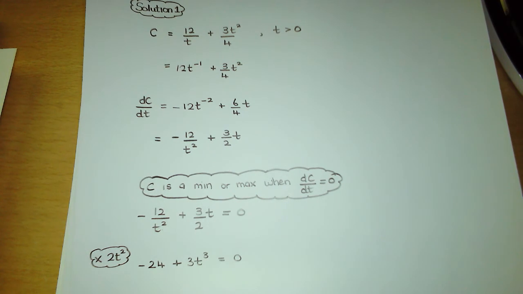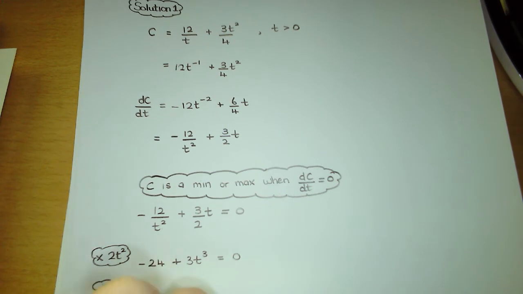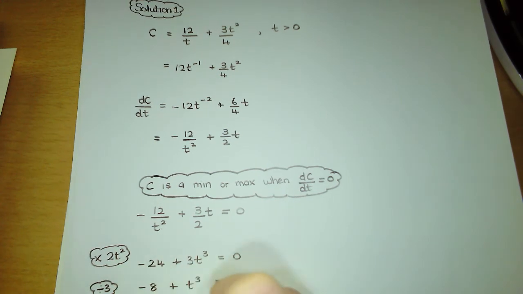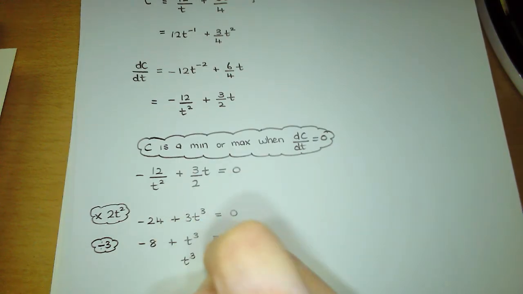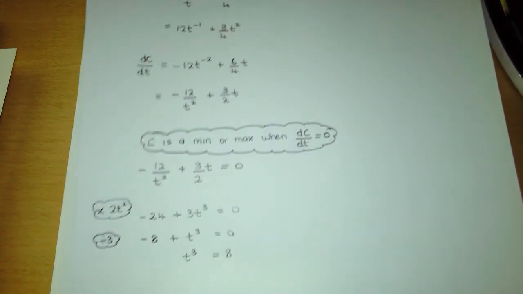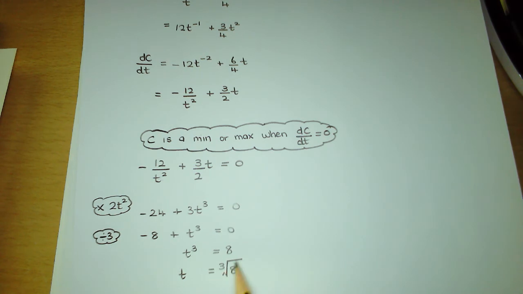Okay, plan, going to divide through by 3. So we're going to get minus 8 plus t cubed equals 0. Move your minus 8 over, t cubed equals 8. And then we're going to take the cube root, t equals cube root of 8. Remember, when you take an odd root, there's only one answer. It's not like an even root where you get a positive and a negative. There's just going to be one answer. Cube root of 8 is just going to give us 2.